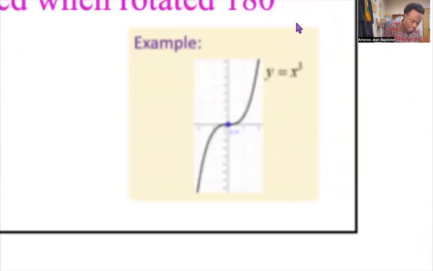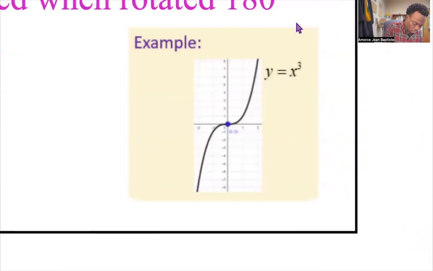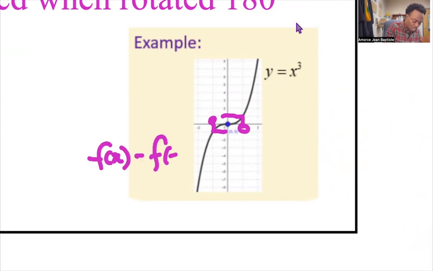See, if I take x equals 1, then y equals 1. x equals negative 1, y equals negative 1. So f of negative x is negative f of x. Let me write it differently: f of negative x is negative f of x.